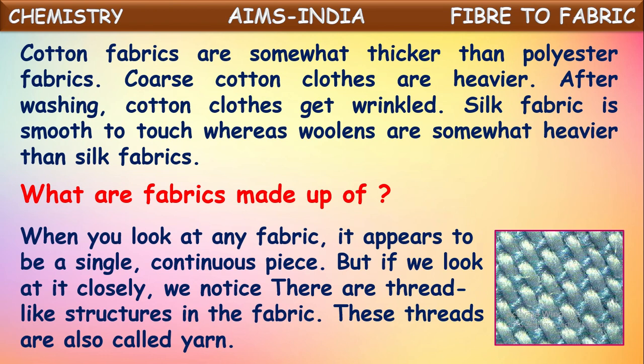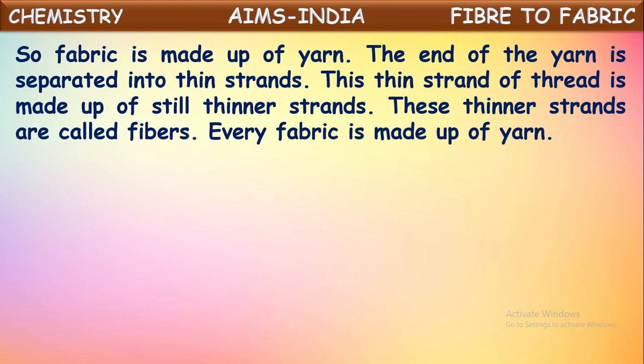If you observe it, it seems like a small single piece. But if you observe with keen observation, very closely, then we can see thread-like structures in the fabric. These threads are also called yarn. See, it is a cloth seen through a microscope, the magnifying glass, very closely, and we can see these thread-like structures, isn't it? These thread-like structures are called yarn. So, fabric is made up of yarn.